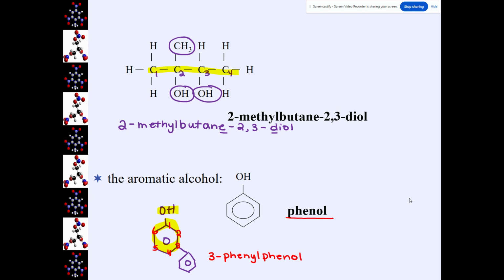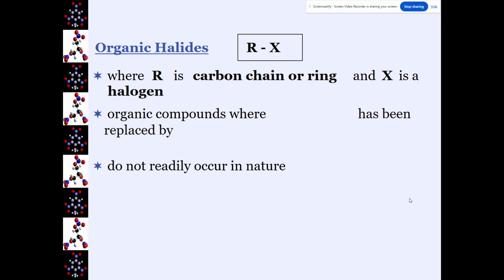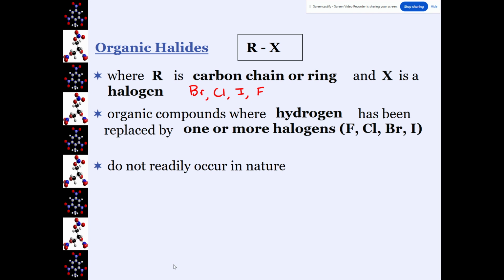All right, so that is it for alcohols. Let's go on to halides. So halides are when you have, again, any carbon compound that has a halogen. So halogens, again, mean bromine, chlorine, iodine, fluorine, okay? So a hydrogen has been replaced by one of those halogens. They are not common in nature because if you have a saturated hydrocarbon, it would take a lot of energy to rip a hydrogen off and put one of those on.